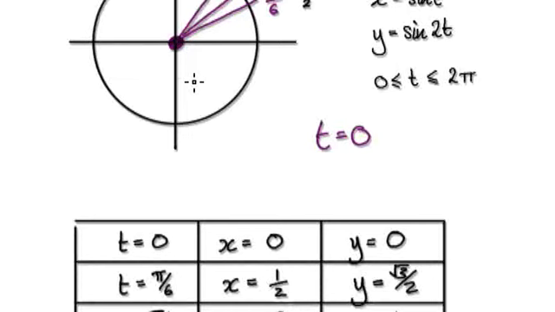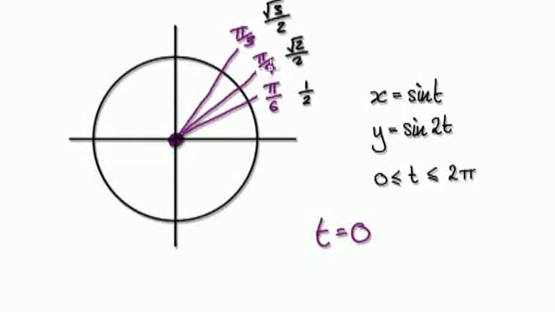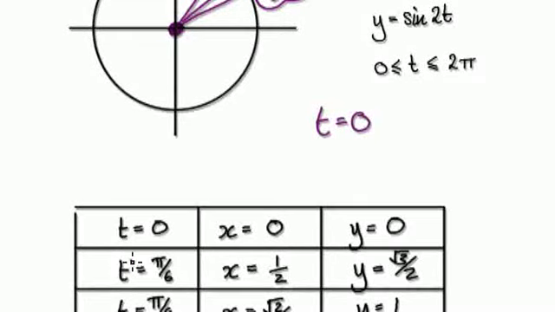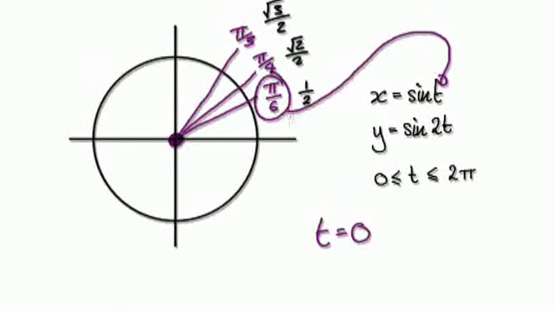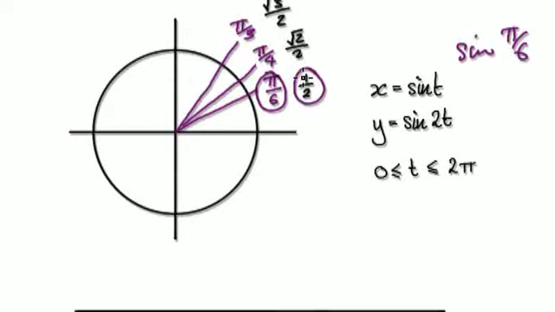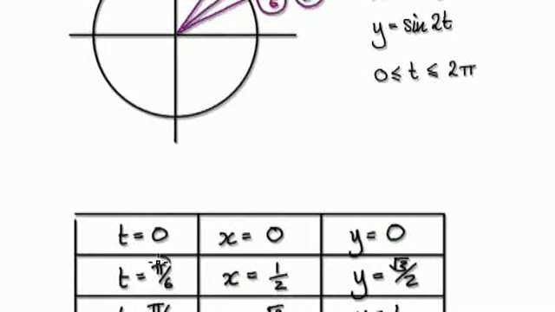Okay, and then the next common value would be pi over 6. So if you put pi over 6 into here, the next time will be when t equals pi over 6. Sine pi over 6 will be a half. So when time equals this, x will be a half.